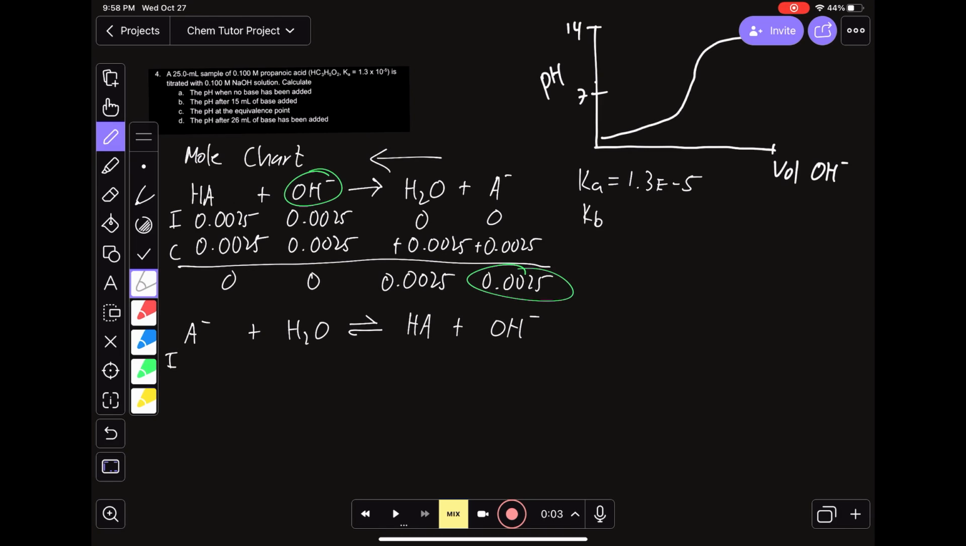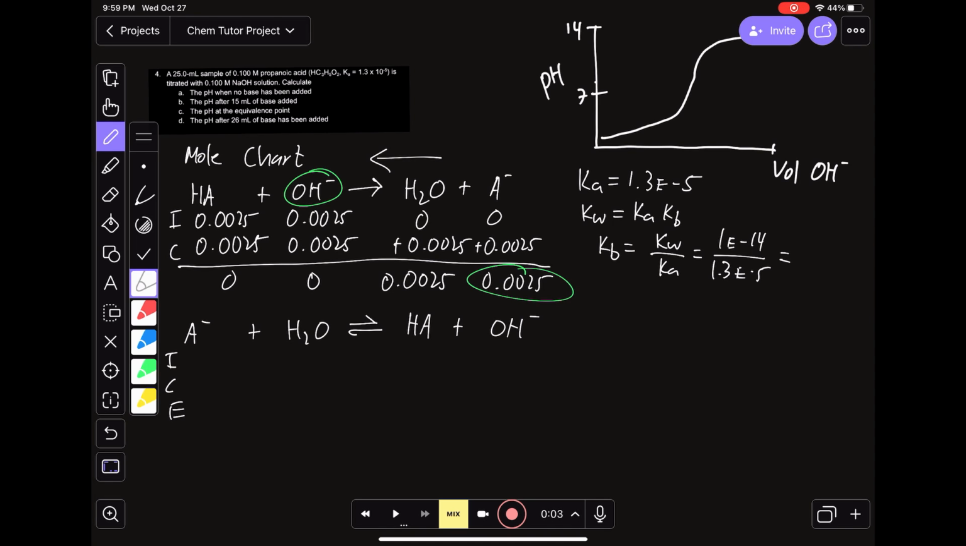And for this, we'll have to use an ICE chart because we are in equilibrium. ICE chart means we have to use molarity values. First, let's calculate our Kb. The relationship between Ka and Kb is that Kw is equal to Ka times Kb. Rearranging this equation, we get Kb is equal to Kw over Ka. Kw is 1 times 10 to the negative 14th, and our Ka is 1.3 times 10 to the negative 5th.